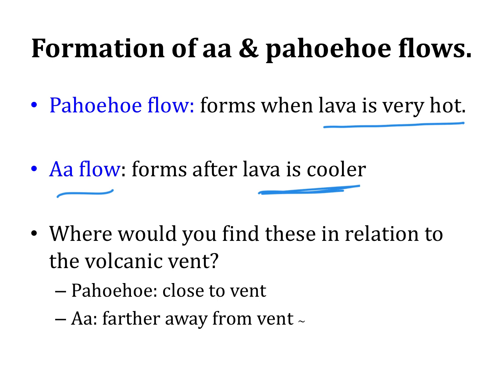So these lava flows are actually part of the same flow. What happens is that when lava first erupts from the vent, it's very hot, and so it creates a pahoehoe flow. But over time, that same flow begins to cool off, and the skin on top of it gets thicker, and therefore it begins to break up. So we tend to find pahoehoe flows very close to the vent where the lava was still very hot. And then aa flows are found farther away from the vent after the lava has cooled off.